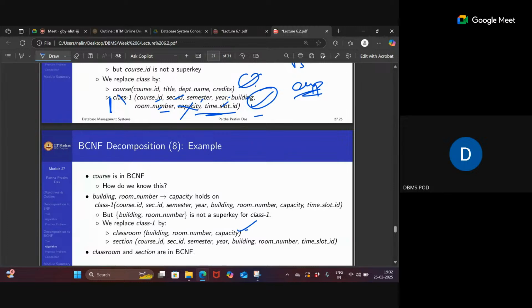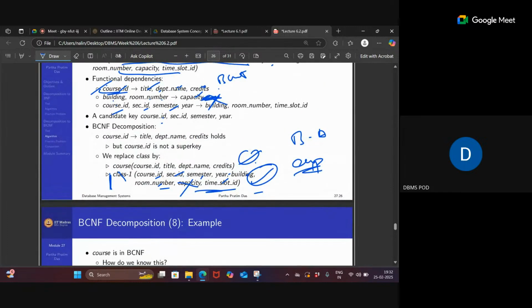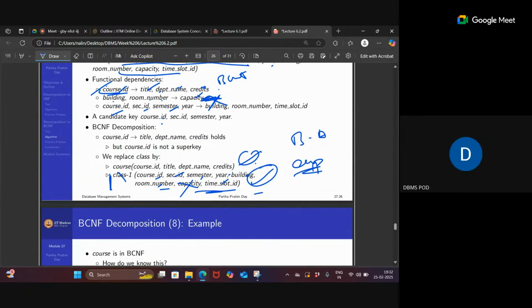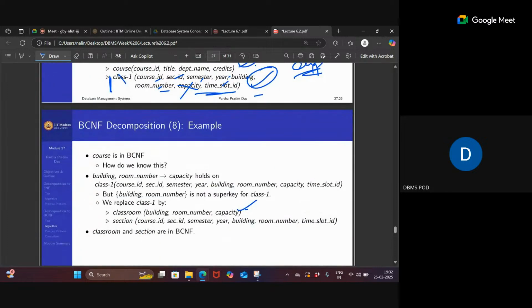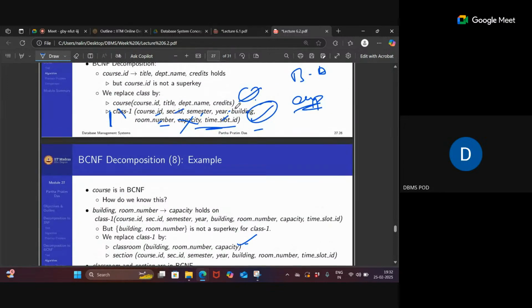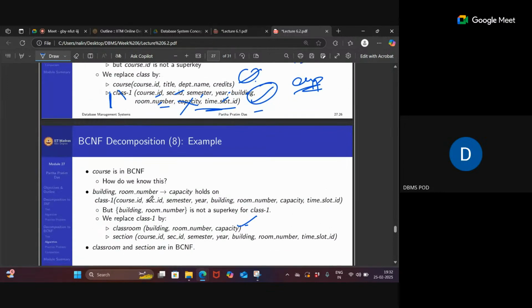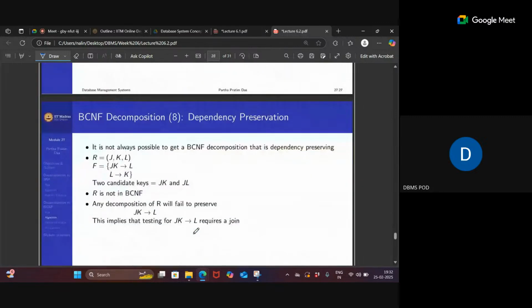And here also, in the other FD, course ID, section ID, semester, year is the primary key of our relation, and it is determining the other attributes. This is also valid. So the decomposed relation will have three tables. One is the course table, which has course ID, title, department name, credits. The other is the classroom table, which has building, room number and capacity. And the section table has the remaining attributes. So this is an example for BCNF.